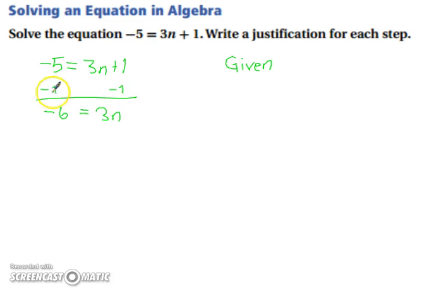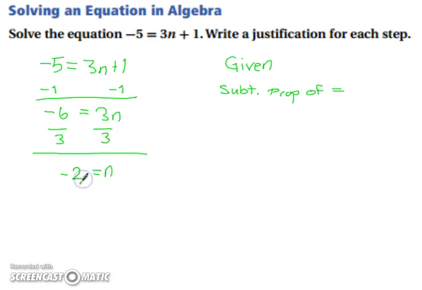The action of subtracting the same number from both sides of the equation is the subtraction property of equality. Okay, so now we want to still get n by itself, so we need to divide both sides of our equation by 3. So we have n equals negative 2.